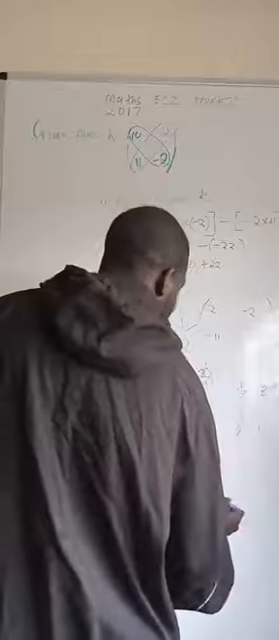1 times 1 on top is 1. 1 times 1 is 1. 1 times 5, it is 5. That is the answer. Have you seen how easy it is?